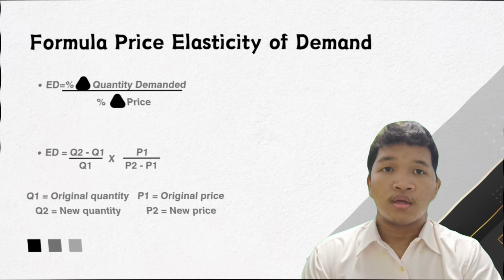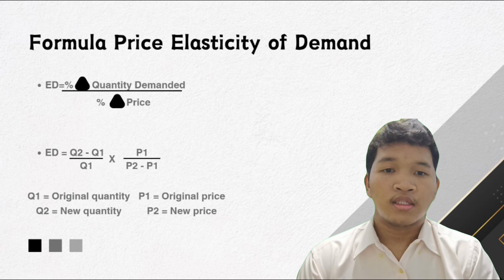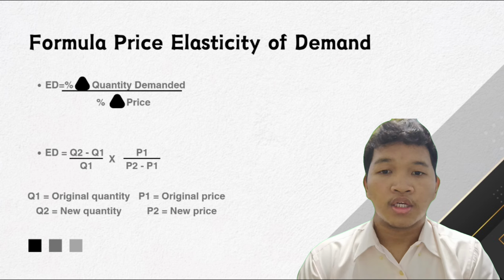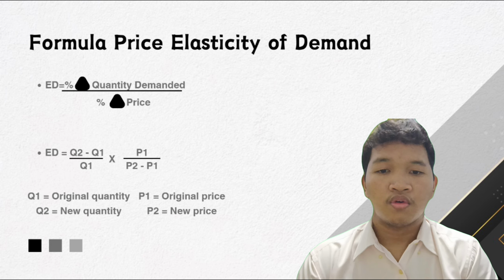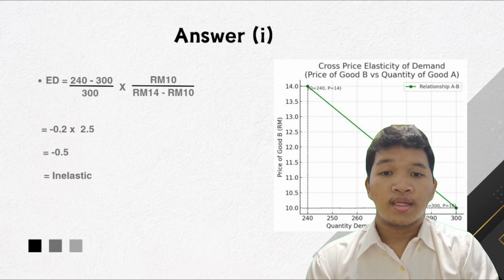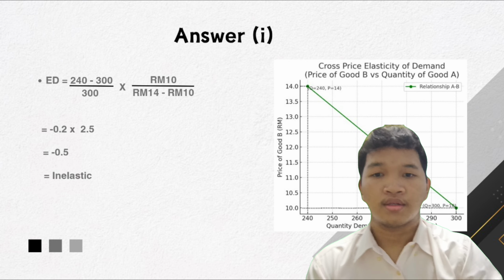Explain your choice. This is the formula for price elasticity of demand. Elasticity of demand equals the change in quantity demanded divided by the change in price. Elasticity of demand equals (Q2 minus Q1) divided by Q1, times P1 divided by (P2 minus P1). Q1 equals the original quantity, Q2 equals the new quantity, P1 equals the original price, P2 equals the new price. Using the formula, we can calculate the cross elasticity of demand. Now, let's substitute the values.